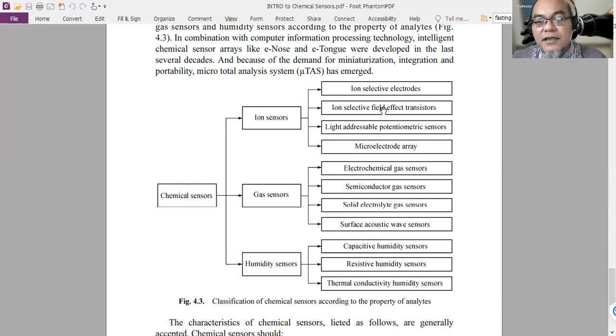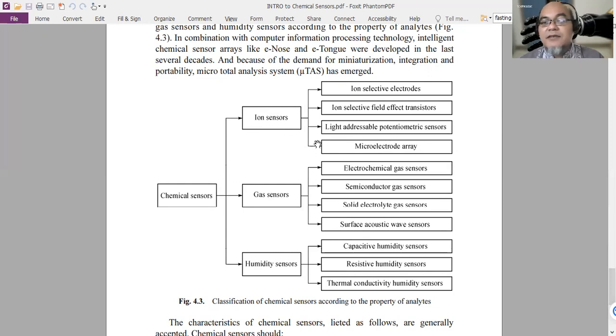Then we could have the ion selective field effect transistor. This is a FET that is selective, that is covered by, for example, a membrane or other compound or other substances, polymer, that can bind or react specifically to a particular ion. And that makes the response of the FET depend on the presence of that ion. Then we have the light addressable potentiometric sensor. This is more of a radiation-based chemical sensor. Then the microelectrode array, detecting the potential due to the presence of the sensors.